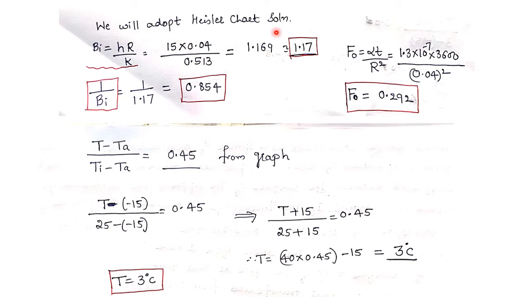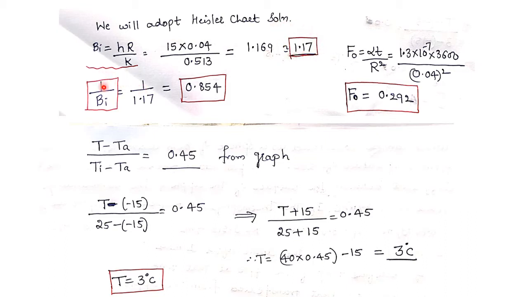Again, one more time we are calculating the Biot number, this time for the Heisler charts. Here the Biot number is given by H into R divided by K. See here, the LC is replaced by R; all other things are the same. Only the characteristic length LC is replaced by R when using the Heisler chart solution. So H is 15, R is 0.04, divided by K value 0.513. If we calculate this Biot number, it will be approximately 1.17.